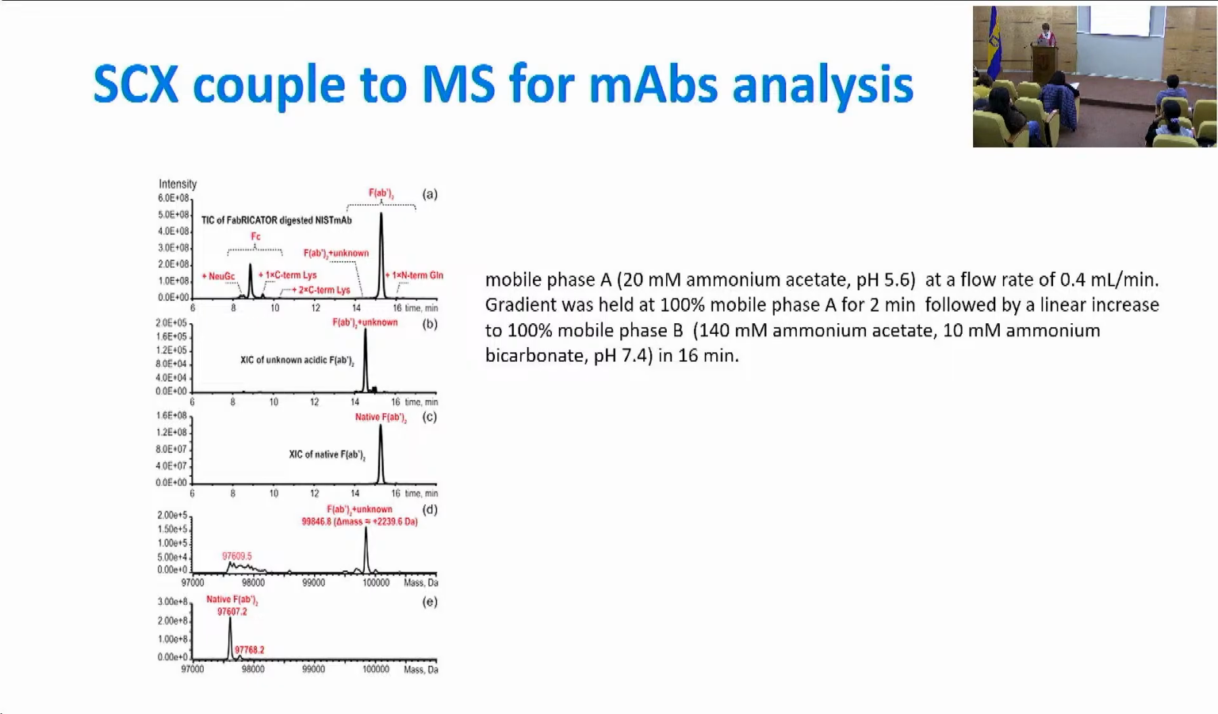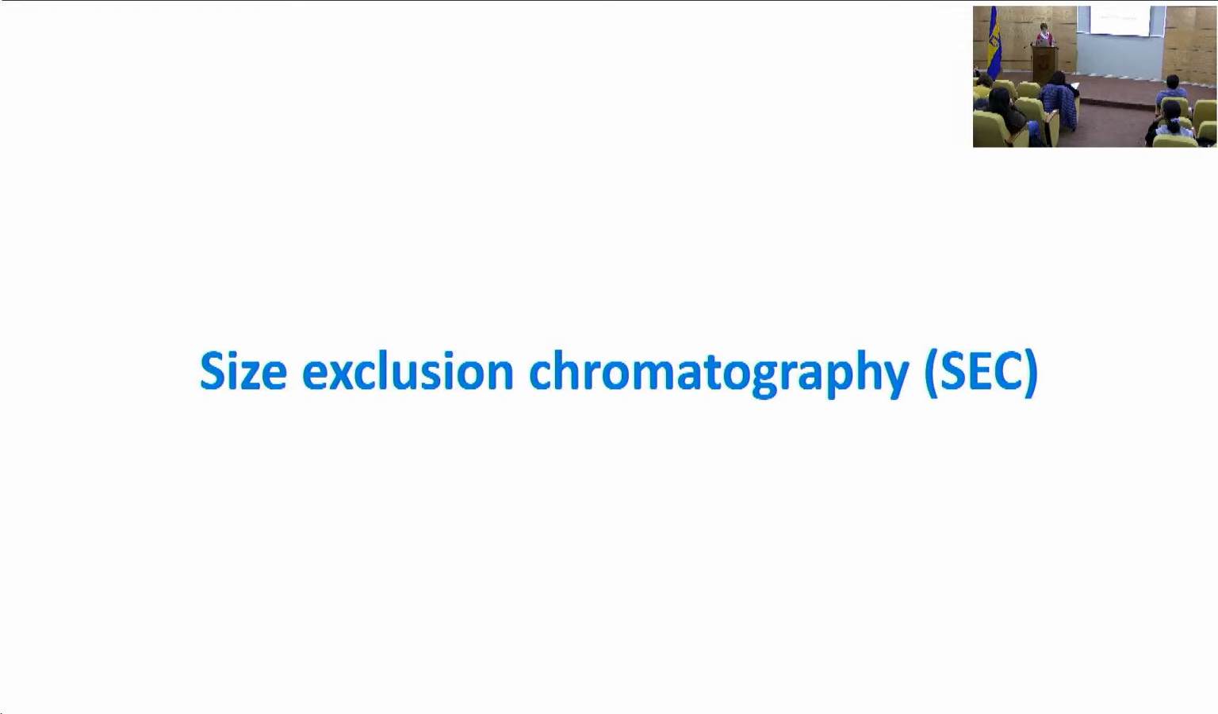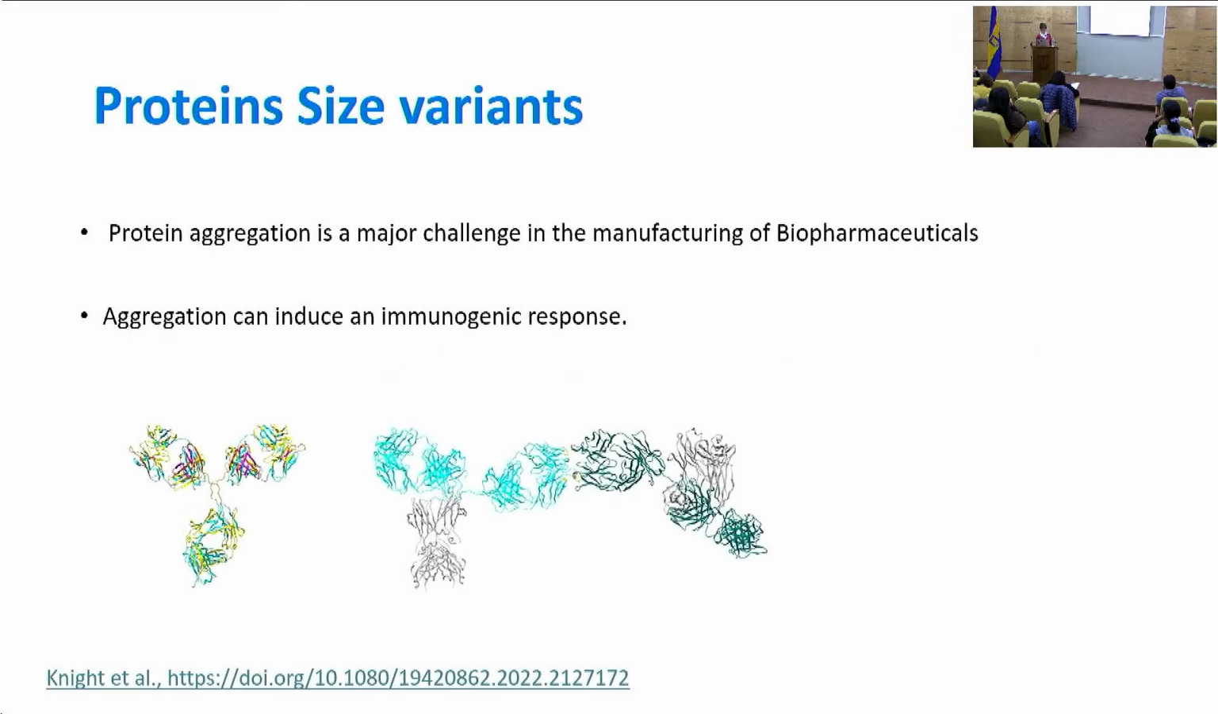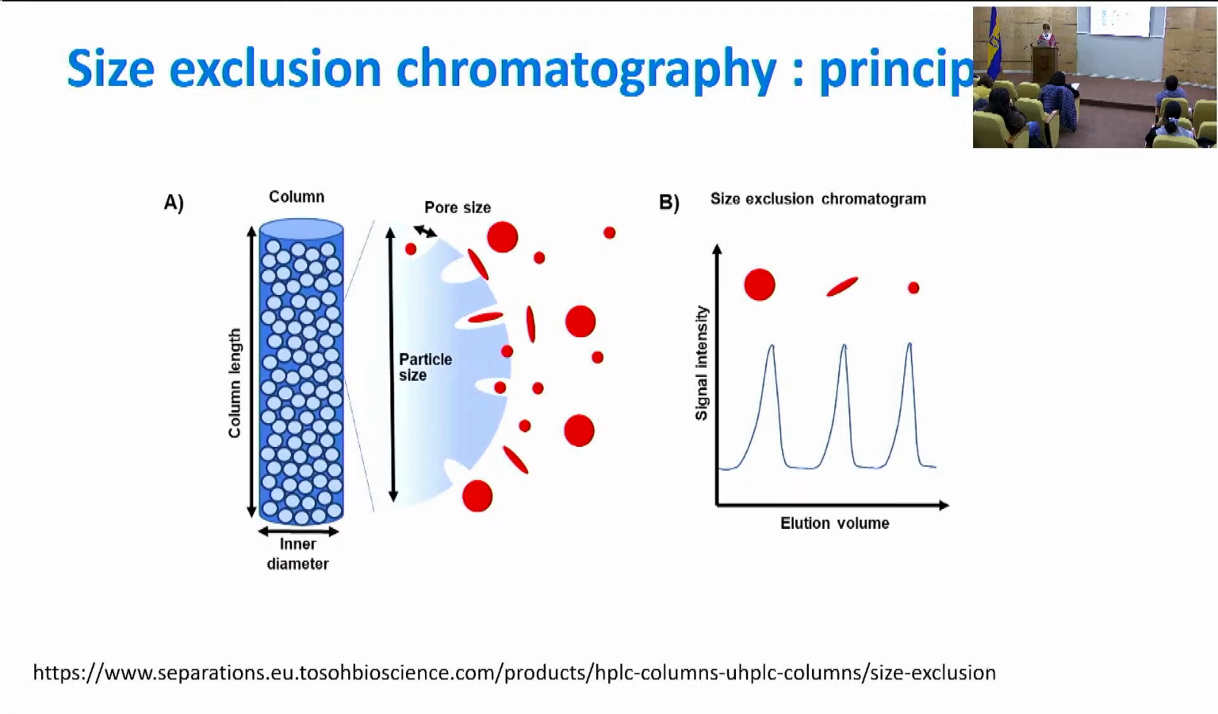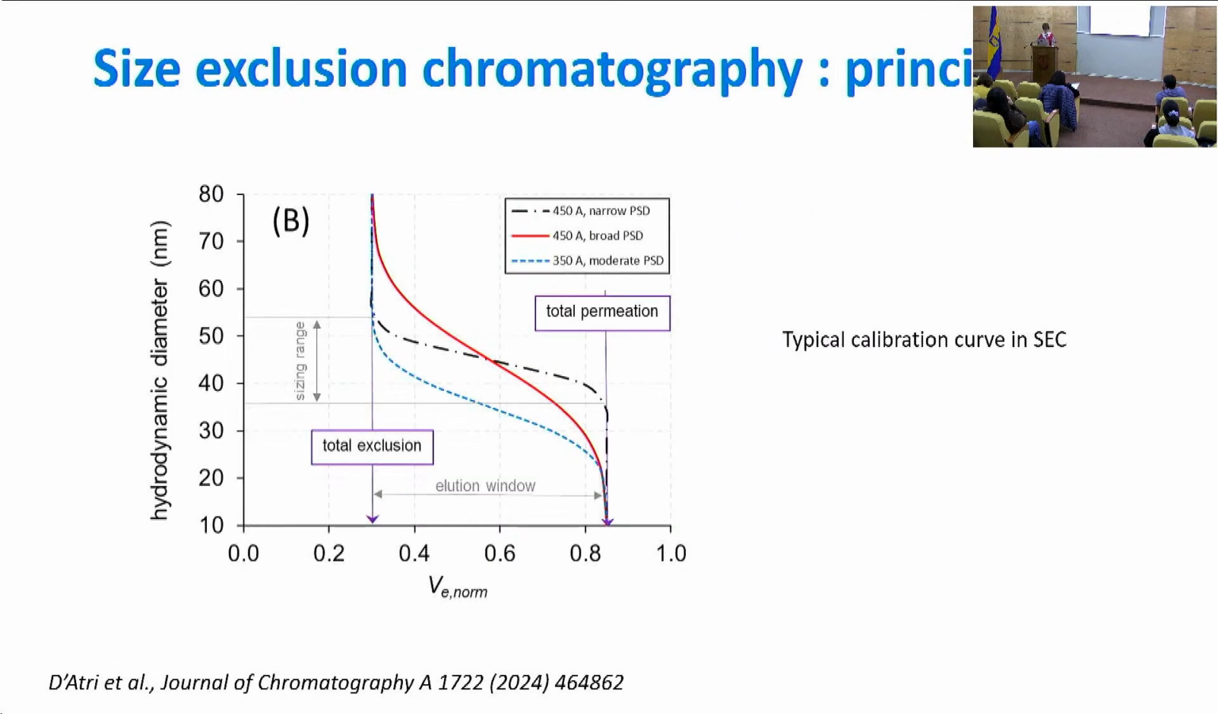So here I skip this one. Then the other one is what we call size exclusion chromatography. That allows the analysis of protein size variants. I assume that is well known for most of the students. I think everybody knows the principle of size variants, but you can say no if you don't know. Do you know the principle of size exclusion chromatography? Yes. So here I can skip.